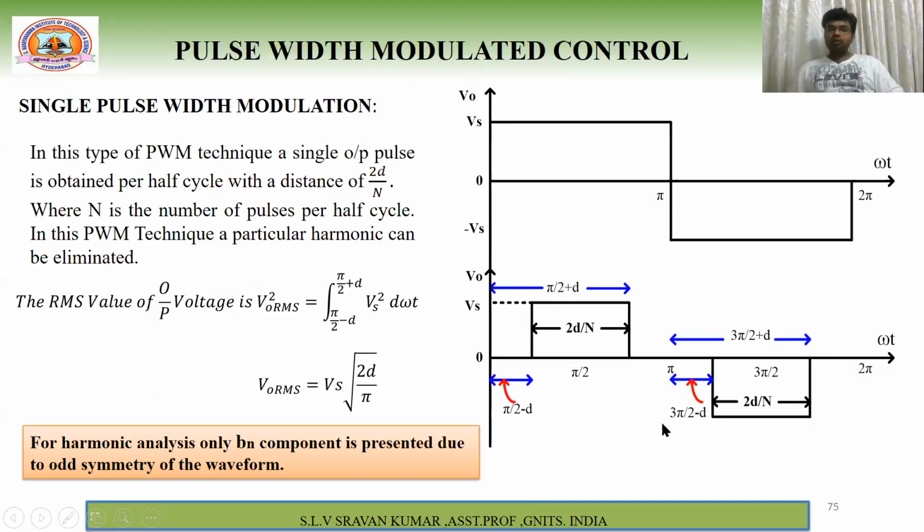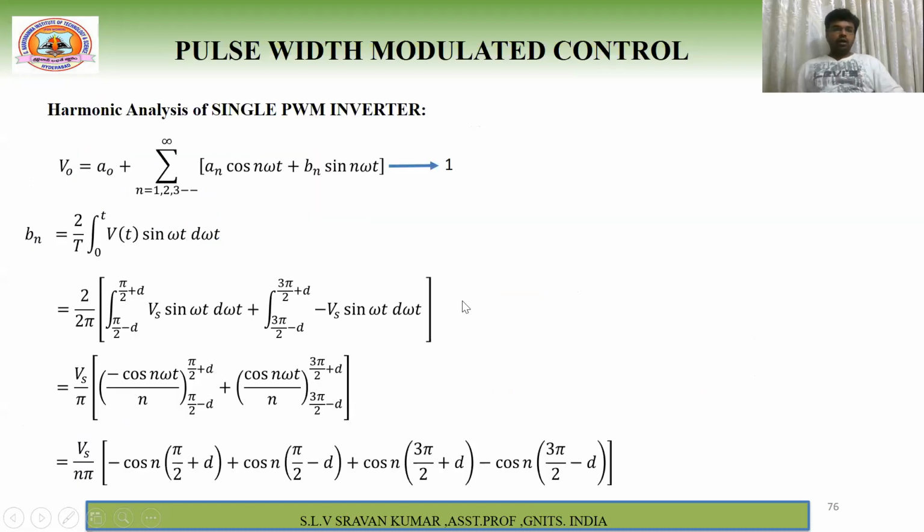Next, to find out the harmonics here, I am using only the Bn component, because we have seen the single phase half bridge inverter and the full bridge inverter also. Every time the A0 and An values are 0 and only the Bn value is present, because this waveform has odd symmetry, right? That means f of theta is equal to minus of f of minus theta. Then it is nothing but odd symmetry. For an odd symmetry waveform, you get Bn values. Now this is the harmonic analysis of the PWM inverter.